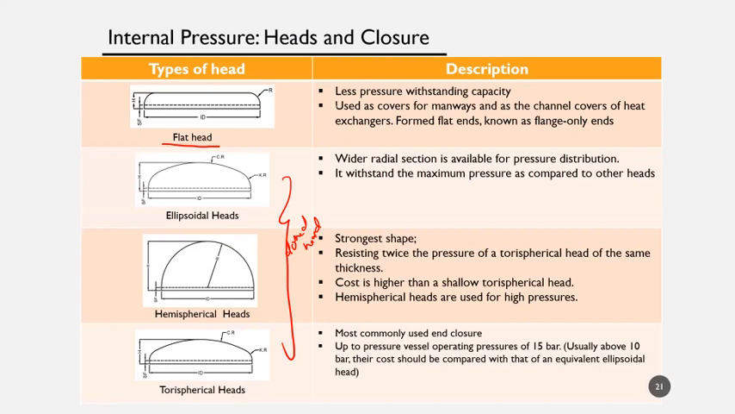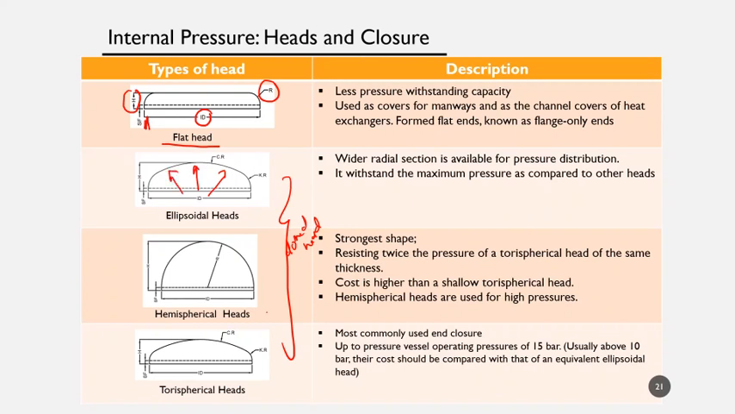Okay, the flat head usually has less pressure withstand capacity and is used as a cover for manways and the channel cover for heat exchangers, and it forms a flat end known as the flange only end. So you can see we have the radius, internal diameter, and also the straight face, and this is the height of the plate head. Okay, the ellipsoidal head has a wider radius section, which is available for pressure distribution, and it withstands the maximum pressure compared to other heads because it has uniform pressure distribution here.